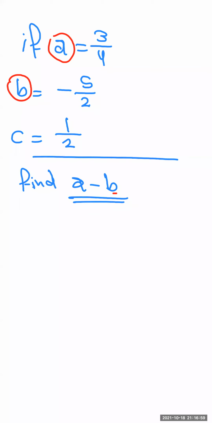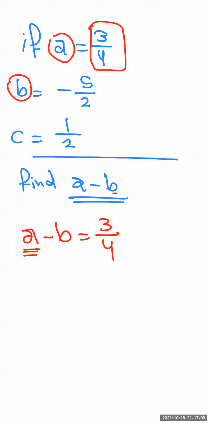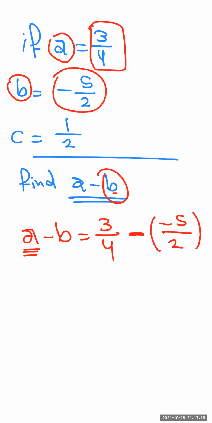So A minus B will equal, what will be the value of A? It's 3 over 4. So 3 over 4 minus B, negative 5 over 2. Now listen to me carefully. Negative means positive. Very good. So now it will become 3 over 4 plus 5 over 2.